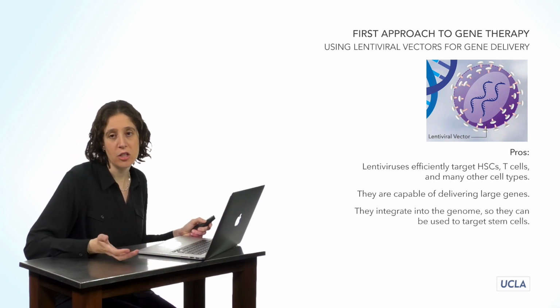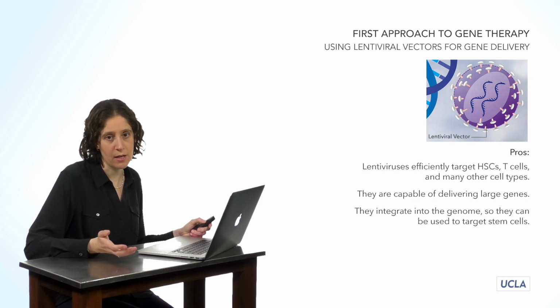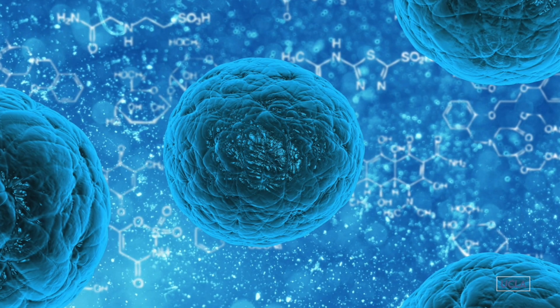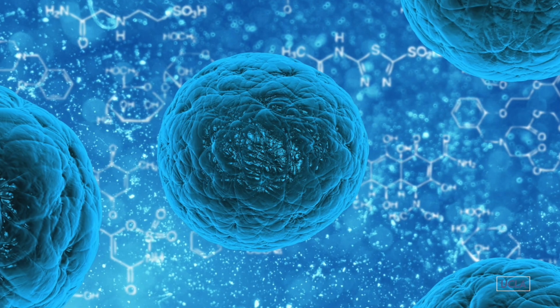And they integrate into the genome, so they can be used to target dividing cell populations such as stem cells. If they didn't integrate into the genome, they wouldn't be passed on to daughter cells when a cell divides. So for example, you wouldn't be able to introduce the gene into a stem cell and then have that stem cell give rise to other cells that also express the gene. But since lentiviruses do integrate, they can be introduced into a stem cell or other dividing cell populations. And then all of the cells that are derived from that stem cell will express the gene of interest.